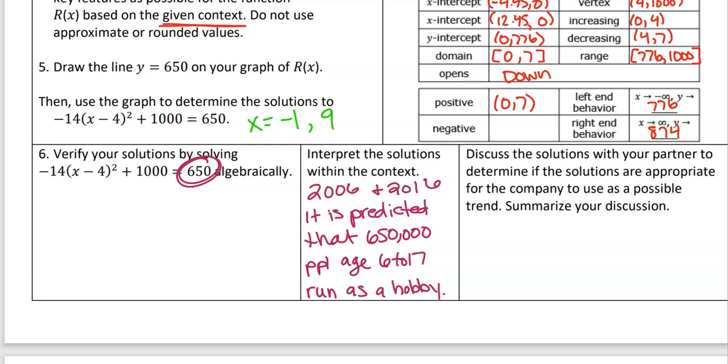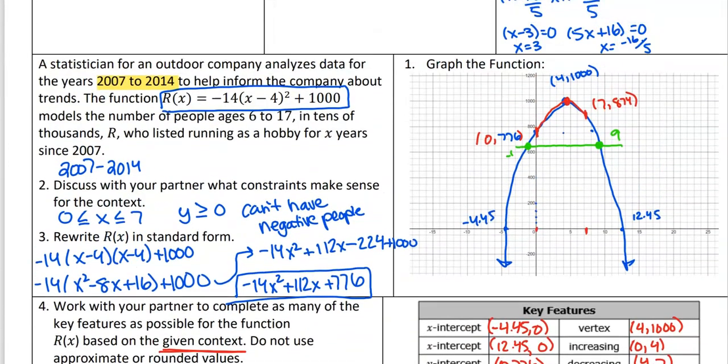All right, discuss our solutions. Are any of them not viable? Is there any of them that I can't actually use? Yes. Why not? Can't have negative people. What else? Well, x isn't showing negative people. It's just showing the year 2006. We can't go back in time, but what is the constraint? Since 2007. See my little red piece up here versus my green dots? Are those within the time frame that they were looking at? No, they're only looking from 07 to 14.